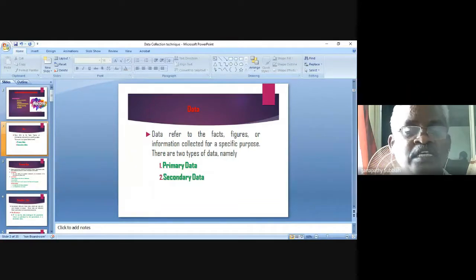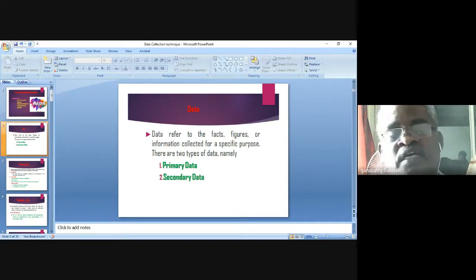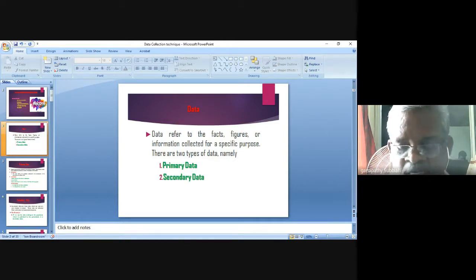The data is classified into two categories. There are two types: primary data and secondary data. Whether the research is executed and completed with data of primary nature or secondary nature, the entire data is classified into these two categories: the primary data and the secondary data.